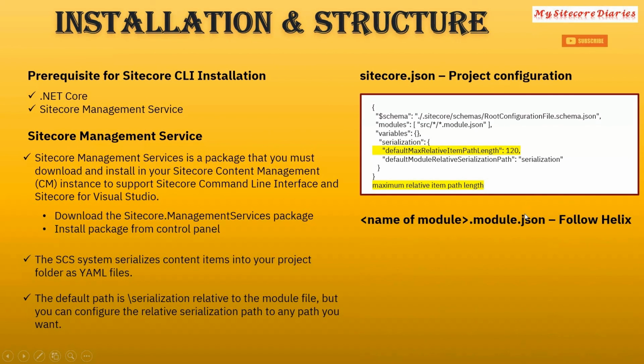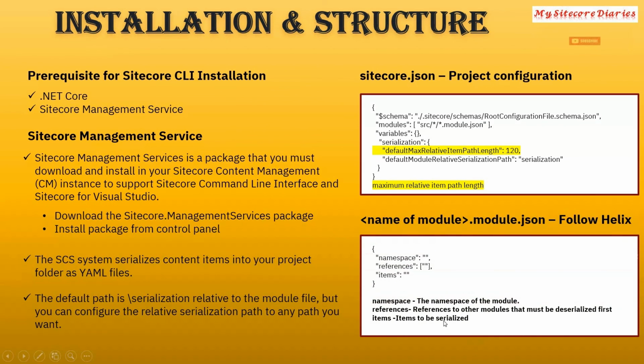Okay, and then there is another file. This is the main project configuration file, but you can define it on the module level also. Like in Unicorn, again I am relating it to Unicorn. If you are using Helix, you are creating the YML files as per your Helix structure, right? So similarly here you can have a Helix kind of structure. Then for the model you can create a file named after your model, .model.json. That is the model file.